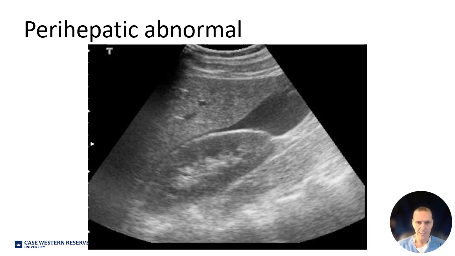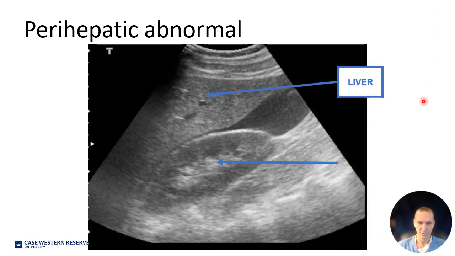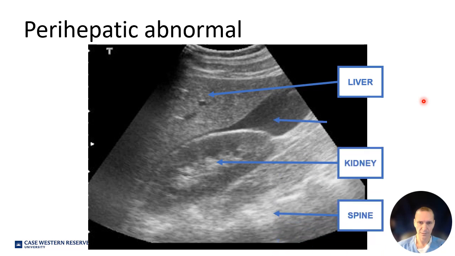So this is the right upper quadrant, perihepatic view, patient's head, patient's feet. This is the liver, kidney, the spine. This is blood in Morrison's pouch, an anechoic area here, and a little bit of echogenic or isoechoic area here. So this is likely bleeding in Morrison's pouch and maybe some clotting here.